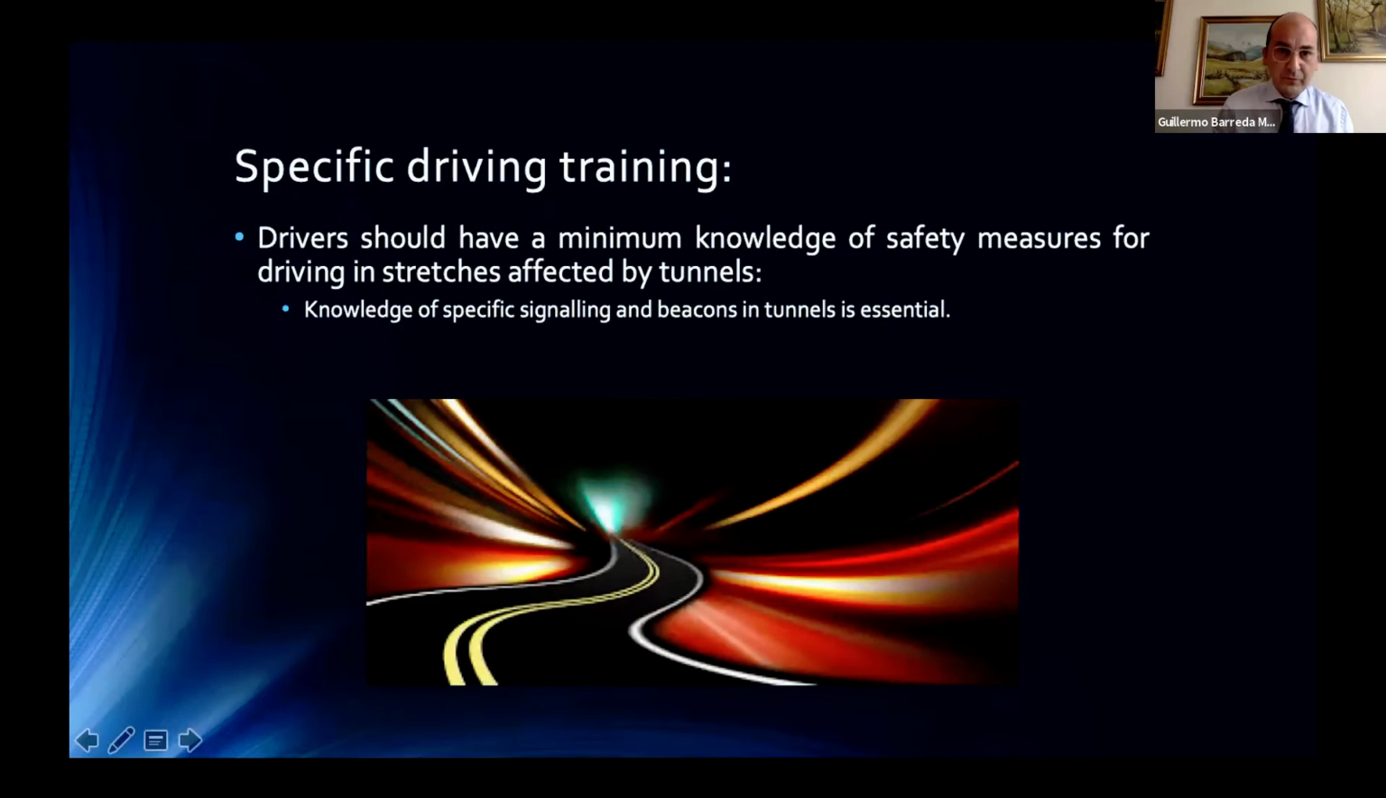Well, as we have seen before, there are lots of specific situations for driving inside the tunnel. There are lots of things to consider: the signaling, the geometry, the systems, the road safety, the systems in the tunnel. So that is why drivers should have a minimum knowledge of safety measures for driving in stretches affected by tunnels. The knowledge of specific signaling and beacons in tunnels is essential.